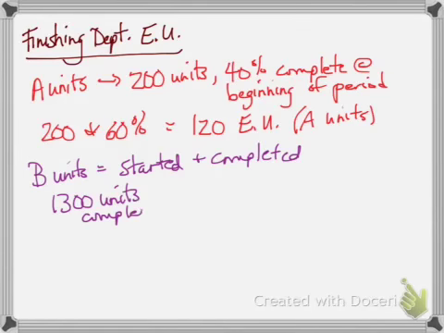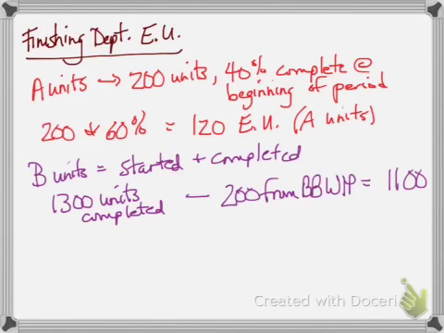Started and completed. Well, we completed 1,300 units. Of those 1,300 units, we had some that we had to finish from the beginning balance. So 1,300 minus the 200 leaves really 1,100 units that were started and completed. We didn't have to worry about this in the assembly department because there was no work in process from the beginning of the period. But here, if we finished 1,300 but 200 were in process, then we would have finished those 200 first, meaning the started and completed can only be 1,100 units.